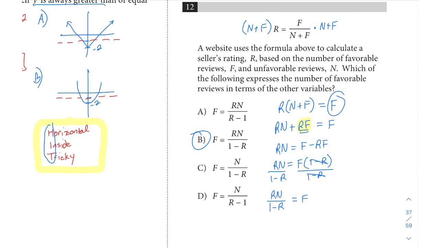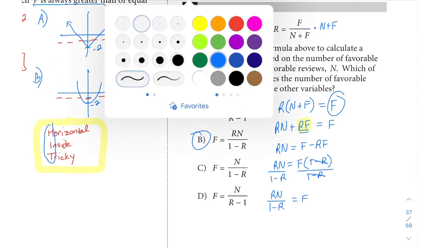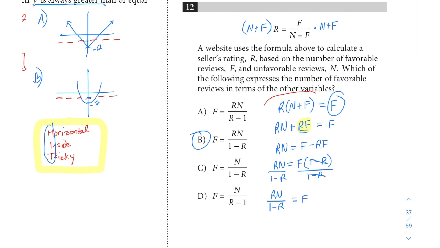So again, don't be intimidated if at first you try to isolate F and then you get to this step, or maybe this one, and you don't see an answer choice that matches that. Just remember, everything, including this RF, everything with an F in it needs to be pulled to the same side so that you can factor out. And once you do that, you'll find your answer.